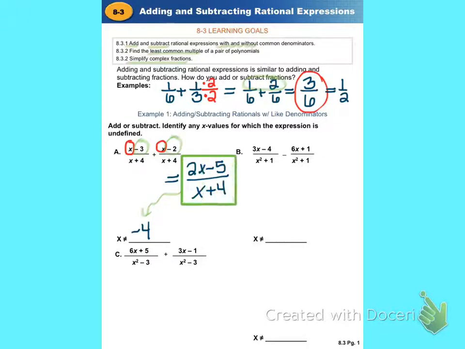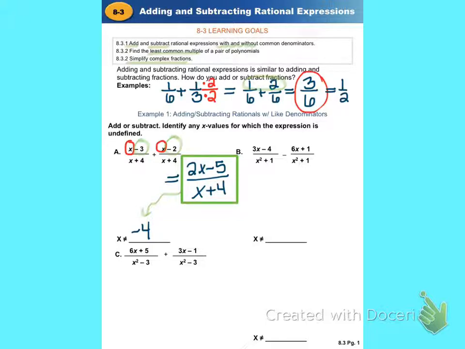Now, it always is a good idea, too, to look at your final answer, this 2x minus 5 over x plus 4, and see if there's anything you can do to reduce it any further. There's not in this case, but that's a step you want to make sure you don't neglect. So if there was a way that you could break those down further and cancel anything out, you want to make sure you do that. So let's take a look at example B.